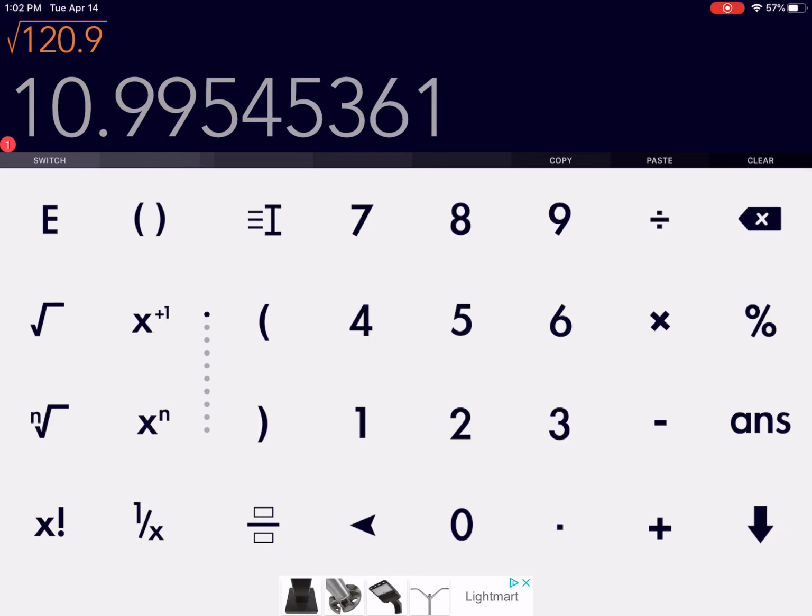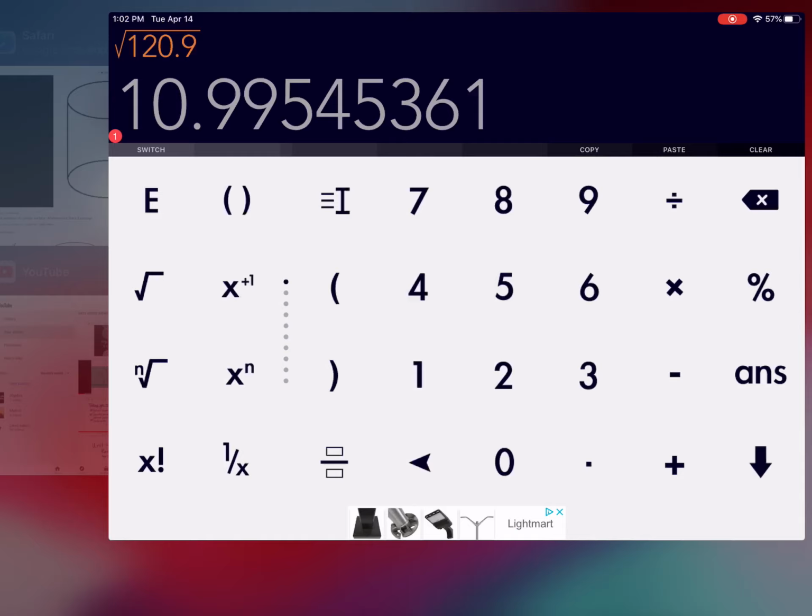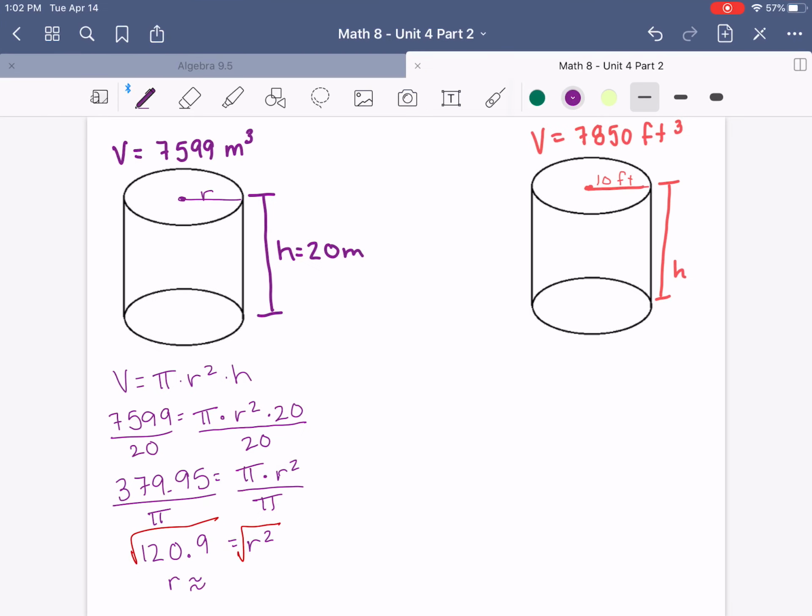The square root of 120.9 equals 10.99. So if I am rounding to the nearest tenth, the second 9 is going to tell me to round the first 9 to a 10. Well, that's not going to work. So rounding the 10 up is what we need to do. So it comes out to be 11 meters. And again, we're just finding the radius, which is one dimension, so we don't put any exponent next to the m.